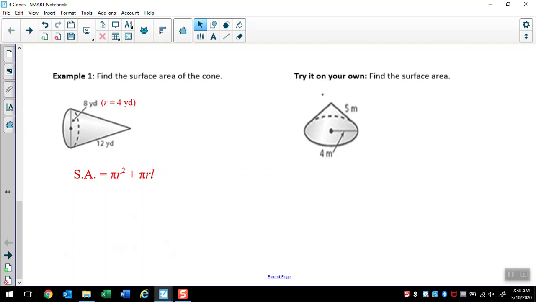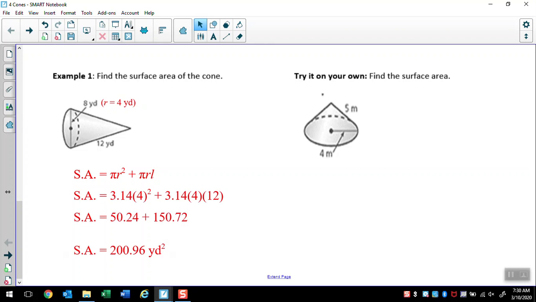And then I've got my slant height of 12. So I'm going to substitute those values in, and then I can go ahead and get to work and do the math. I'm going to take care of all my multiplication first, and then I can add at the end. So I've taken care of the 2 multiplication problems, and now I can add at the end. And again, it's surface area, so we have to make sure we square all of our units of measure. All right, this one here is going to be a try on your own. I'll have you come back and do that after you've gone through the video. Let's go to the next page.